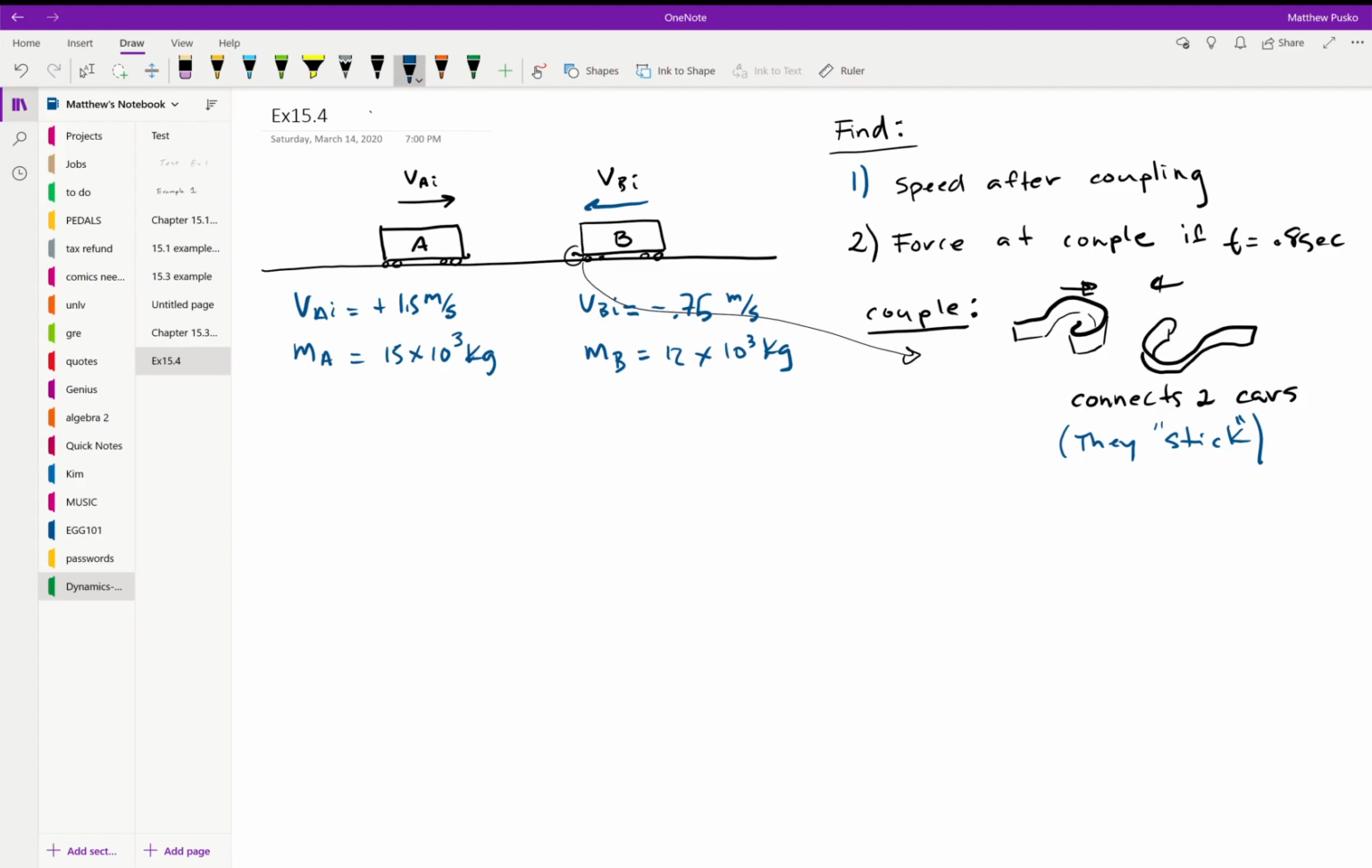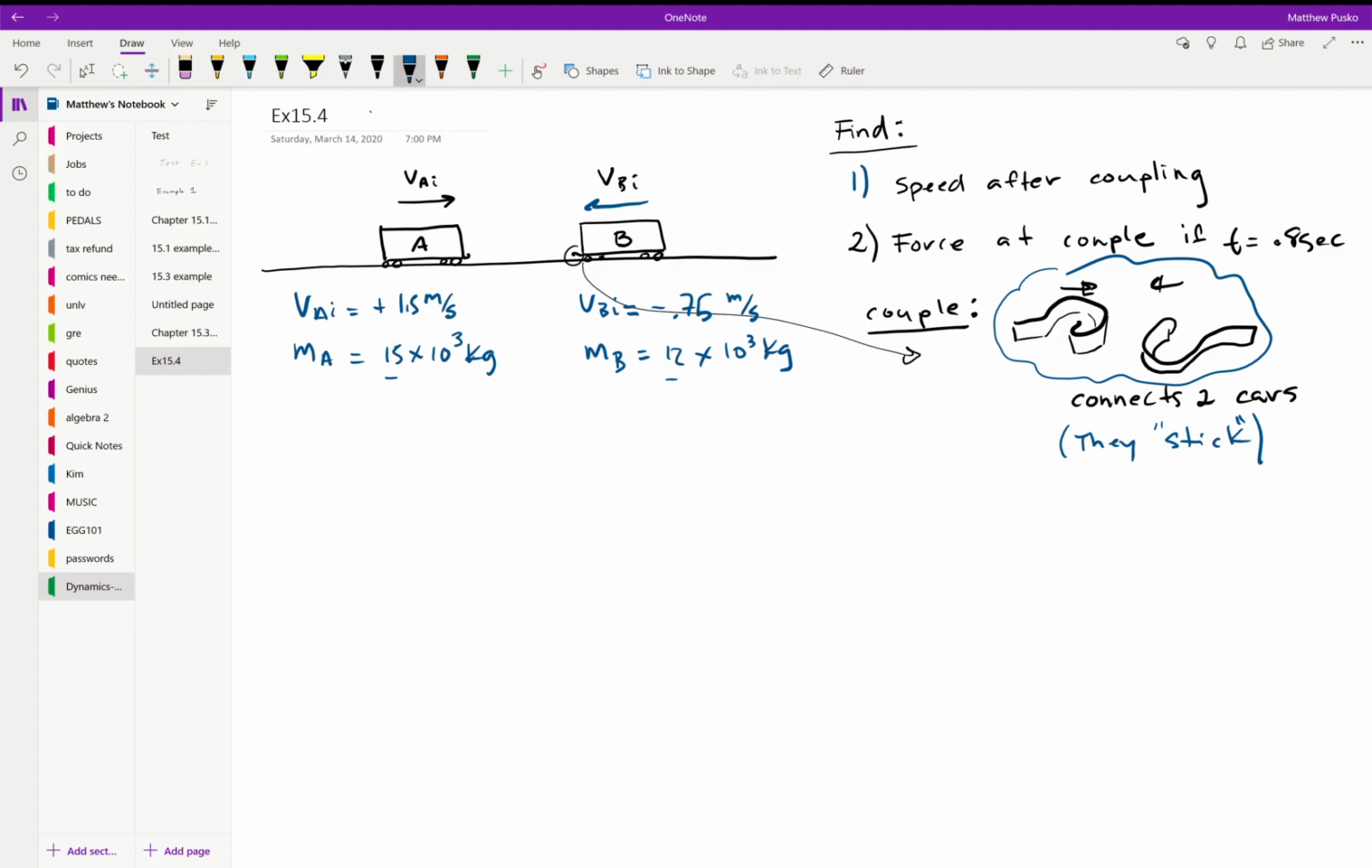And we're given their respective masses. One's 15 times 10 to the third kilograms, the other is 12 times 10 to the third kilograms. Okay, and they want to know if they have these initial conditions right here, what happens after they couple? And by couple, they mean the trains, when they stick together, have basically a little handshake, and then they connect and move on together.